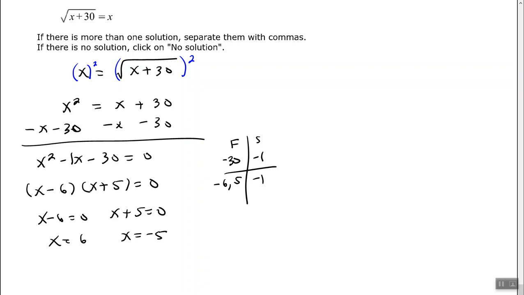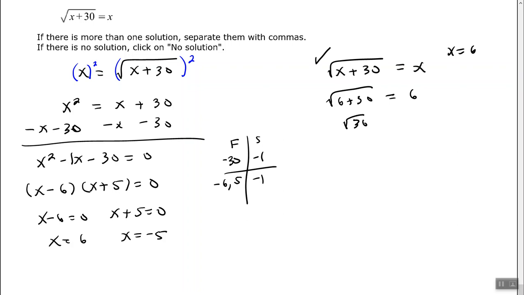Again, it's important to check your solutions. We're going to check our solutions back in the original equation. Let's start off by checking x equals 6. Everywhere that I see an x, I'm replacing it with 6. So 6 plus 30 is 36. The square root of 36 is 6. So that's true, and x equals 6 is a valid solution.